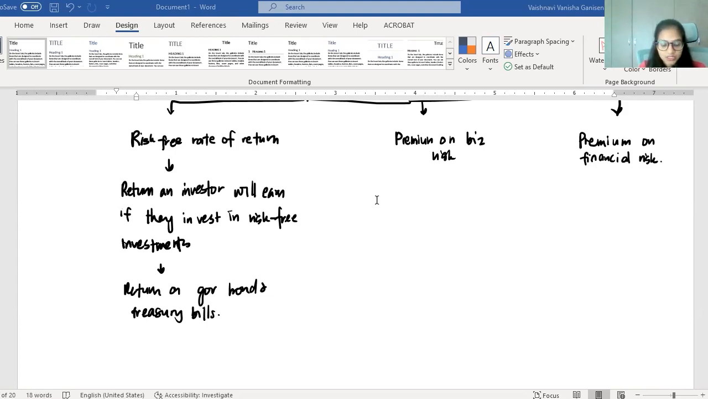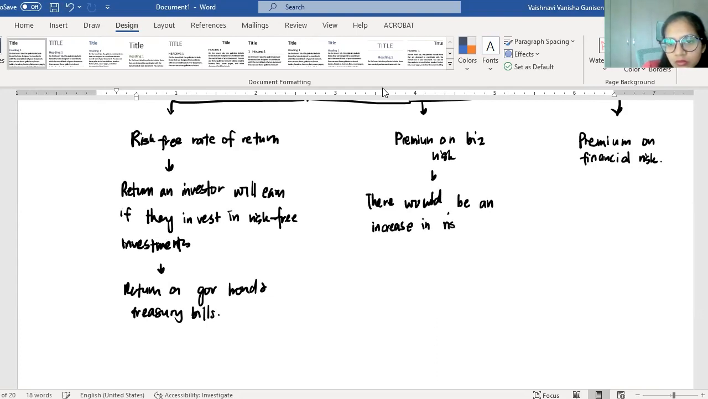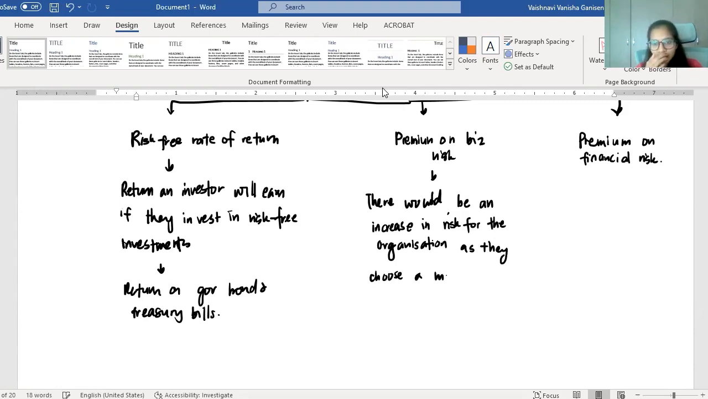Now, the next one. Wait, let me just write this down first. So for business risk, the organization's risk increases as they choose a more risky business.